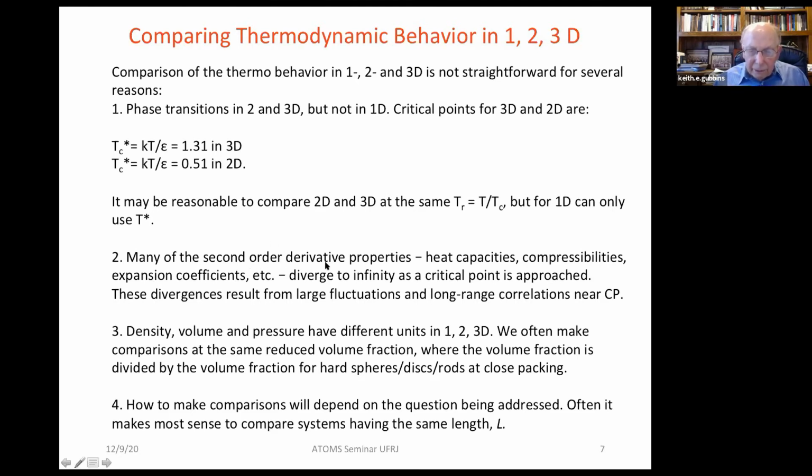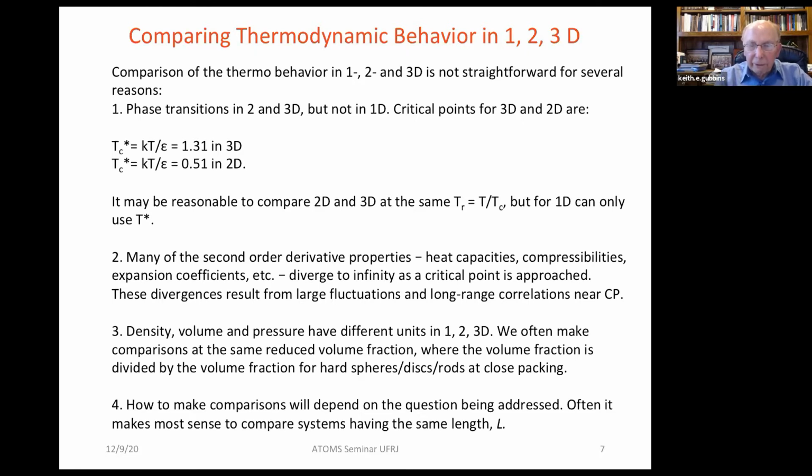Now, these second order derivative properties are properties where you take the thermodynamic potential, say the Helmholtz energy, and differentiate it once with respect to, for example, temperature or volume, and that gives you a first derivative property. In that case, those first derivatives would be the entropy and the pressure. And if you take another derivative, a second derivative of the Helmholtz energy, you get properties like specific heats, compressibilities, thermal expansion coefficients, and so on. So this is what I mean by second order derivative properties.